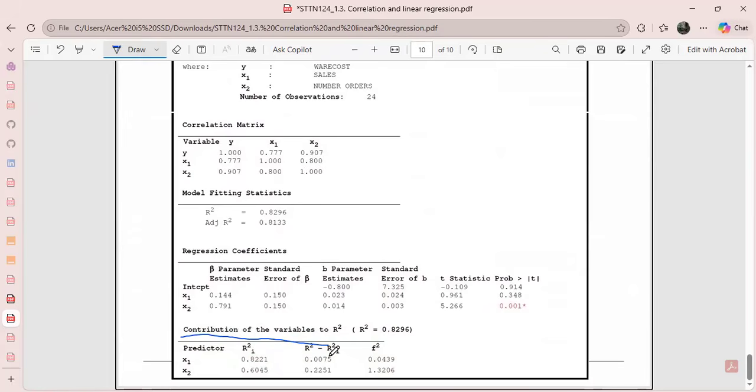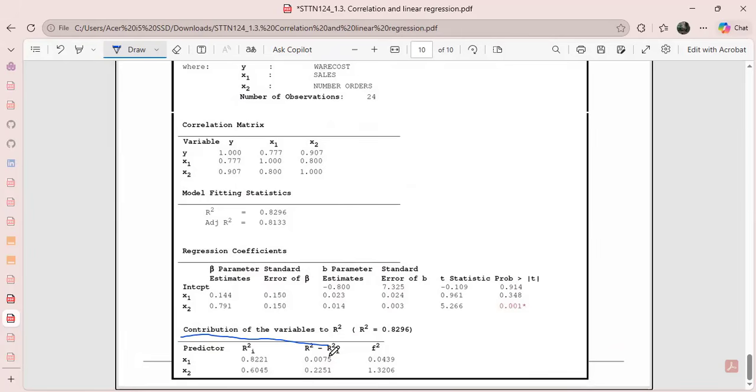So they give you questions, like which variable contributes the most? You're going to take 0.2251, that will be x2. So x2 contributes the most to r squared. The other one, if they say which variable contributes the least, that will be 0.0075. That will be x1. So x1 contributes the least.